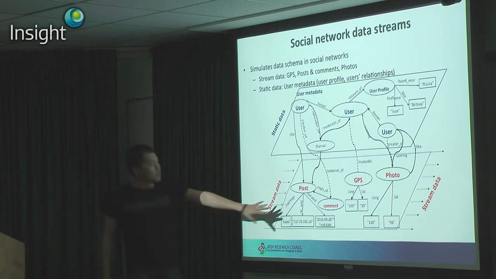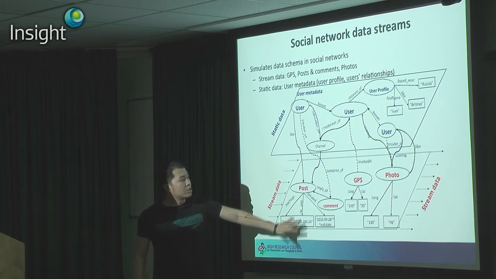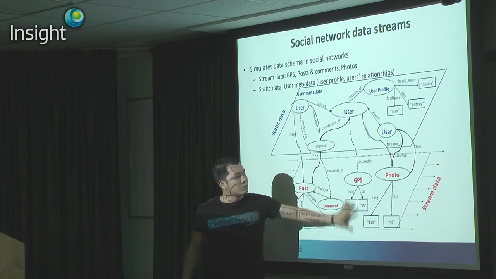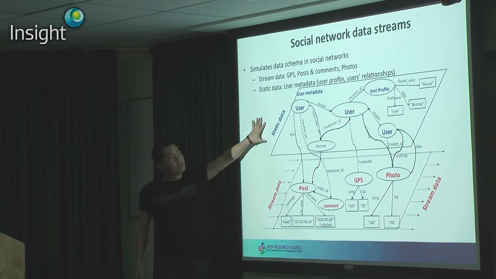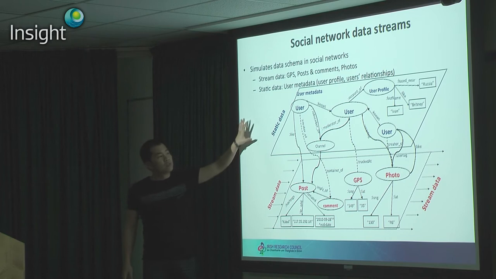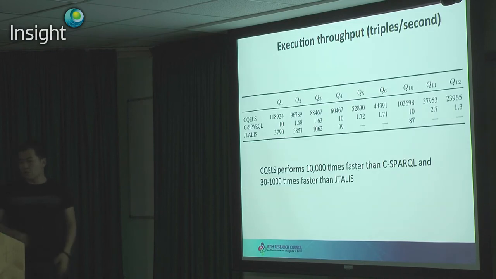Here you have the posts coming in, Twitter posts, Facebook posts, and so on. You have the GPS location of the user, and people post photos with the location as well. Assume you have static data here, user profiles with other relevant information. Maybe you can link with OpenStreetMap data, Wikipedia, and whatever you want. And you need some other processing on that. So we posed 12 queries that most people use to analyze the data.